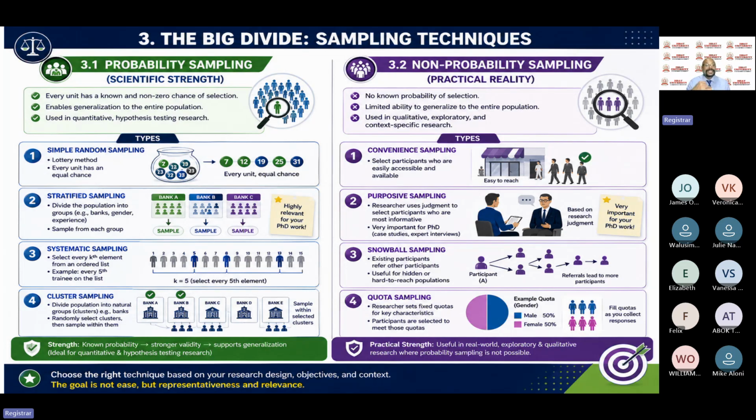The other one is stratified sampling. Divide the population into groups. Say we can divide the graduate trainee recruits in the banks based on banks. Not cluster, we can stratify them. Or you can stratify them based on gender or age or experience. And we take this many samples from each group, like bank A this many, bank B 6, bank C 6. This is good for your work because everyone has a probability.